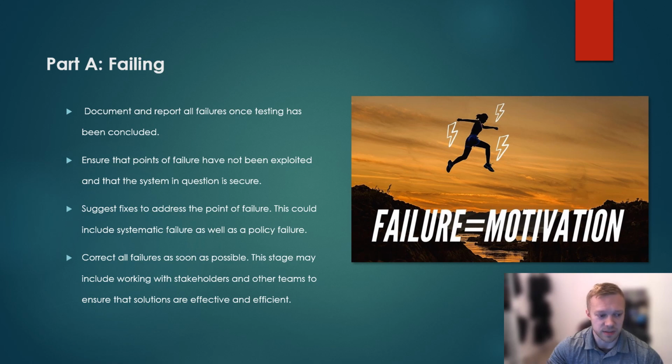This could include systematic failure as well as policy failure. So maybe it's the system that failed, or maybe it's simply the policies in place that weren't working. Correct all failures as soon as possible. This stage may include working with stakeholders and other teams to ensure that solutions are effective and efficient.